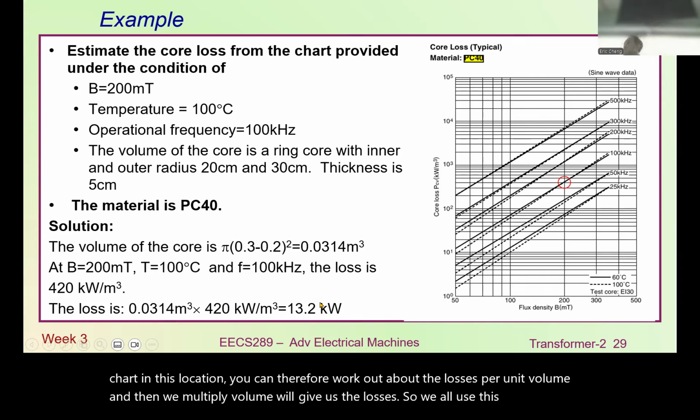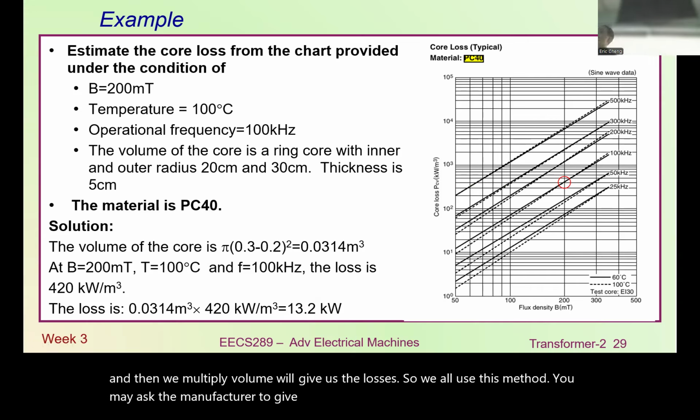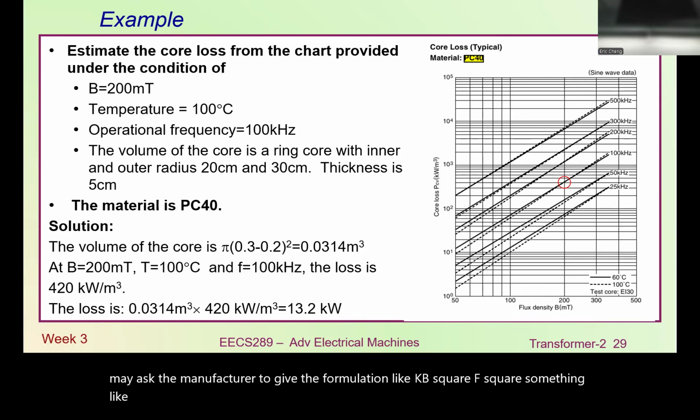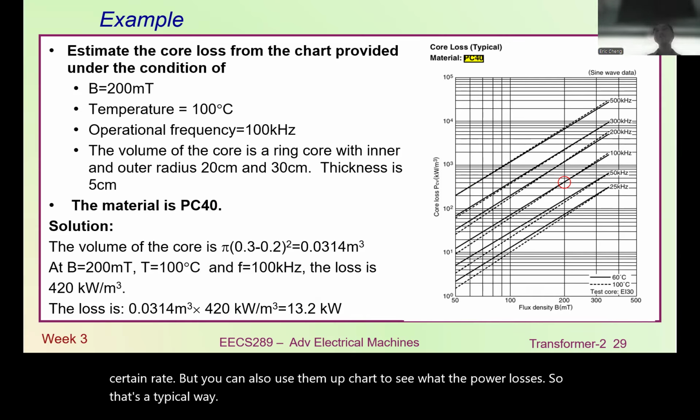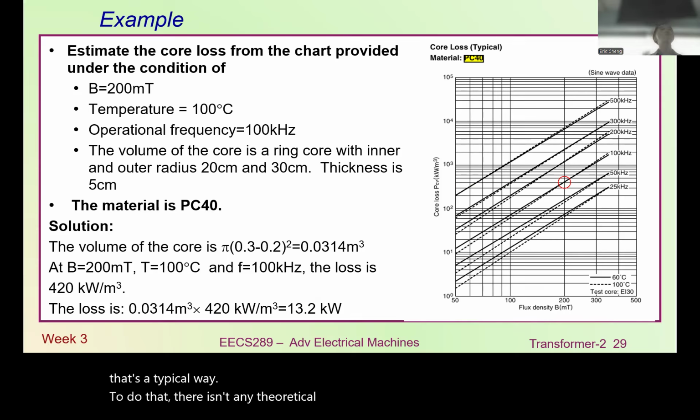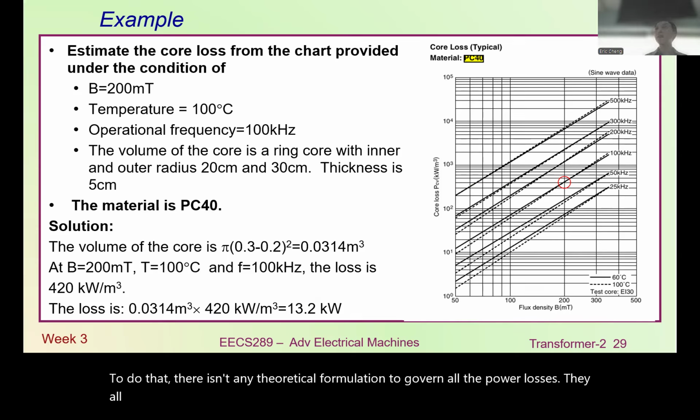You may ask the manufacturer to give you the formulation, like K, B square, F square, something like that, but they are not reliable anyway. If they give you, then they will limit it to a certain range. But you can also use a lookup chart to see what the power losses are. So that's a typical way to do that. There isn't any theoretical formulation to govern all the power losses. They are all so-called empirical formulas by measurement and fitting data.